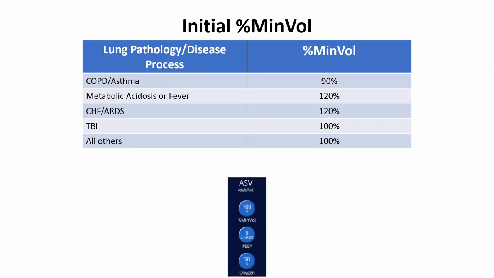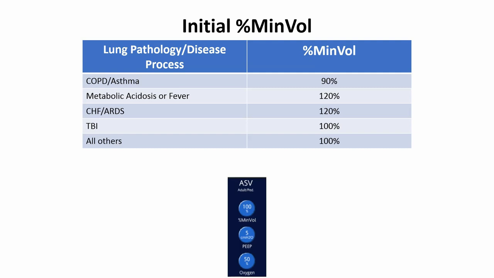The initial minute volume for the patient depends on what's wrong with them. COPD and asthma patients can have a lower minute volume, or a lower rate and tidal volume, because they are usually hypercapnic at baseline and we don't care about having normal minute ventilation for them. If they have metabolic acidosis or a fever, then they generally need a higher minute volume because they have a higher metabolic demand. If they have CHF or ARDS, they need a higher minute volume too because their lungs are stiff and the ventilator is actually going to have to decrease the volume because of the stiff lungs and increase the rate.